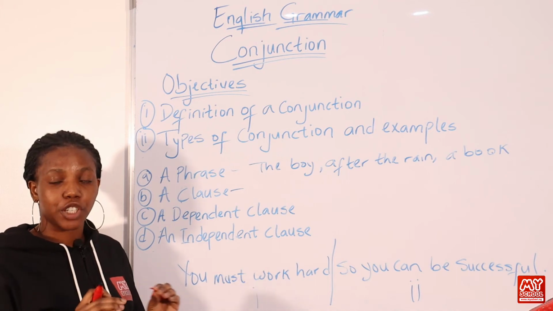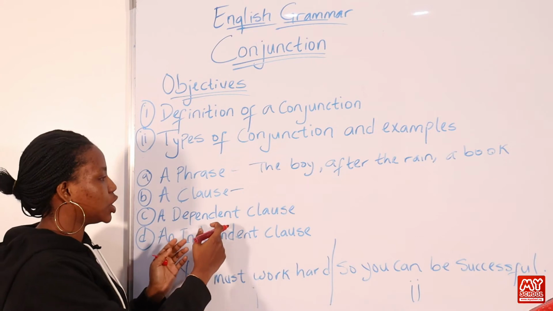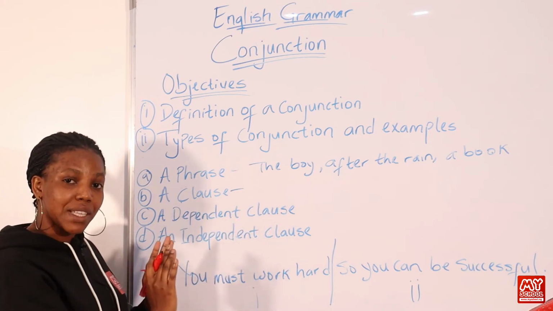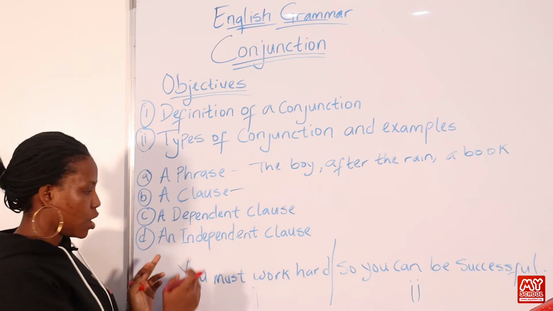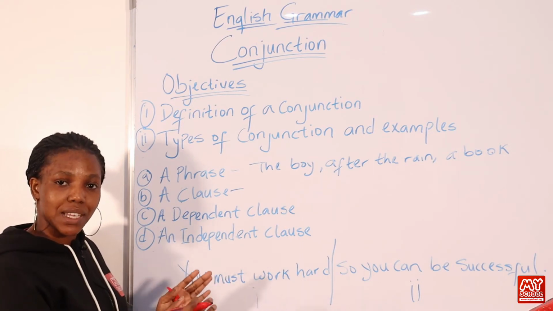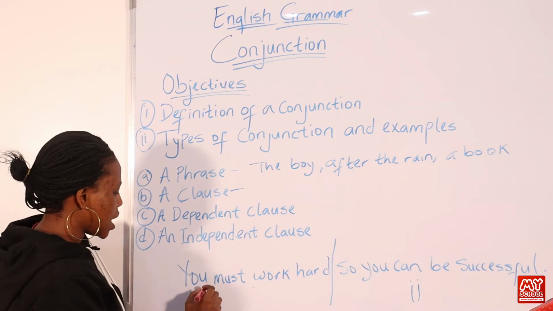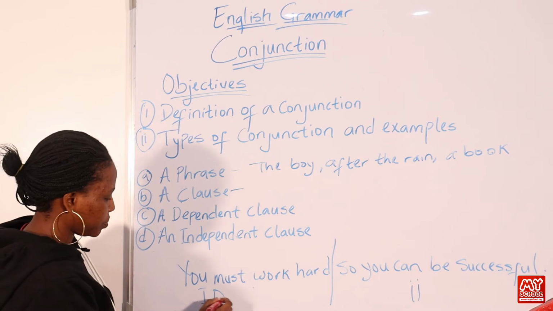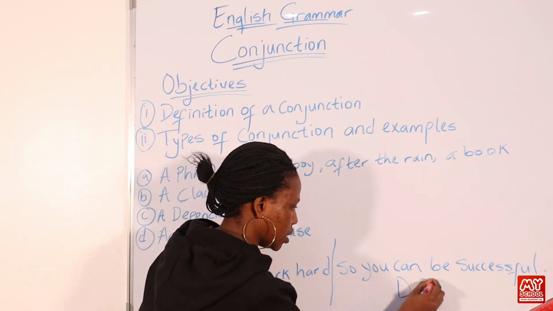Now, this definition will help you understand a dependent clause and an independent clause. We think of a dependent clause as something that cannot stand on its own, cannot make complete sense on its own. It's a part of a sentence. While an independent clause is a clause that can stand on its own, can make sense on its own. In itself, it is complete. So we think of this as an independent clause, and we think of this as a dependent clause.